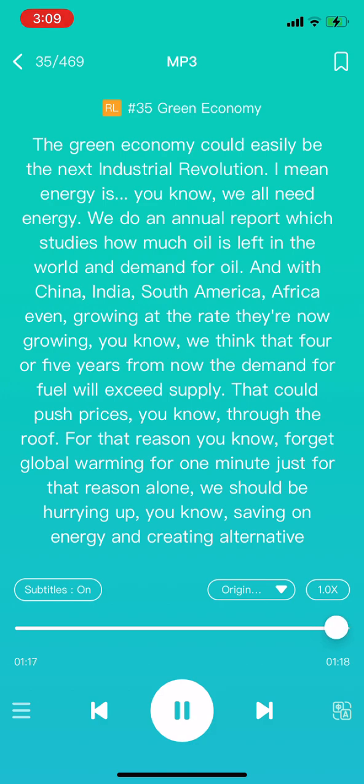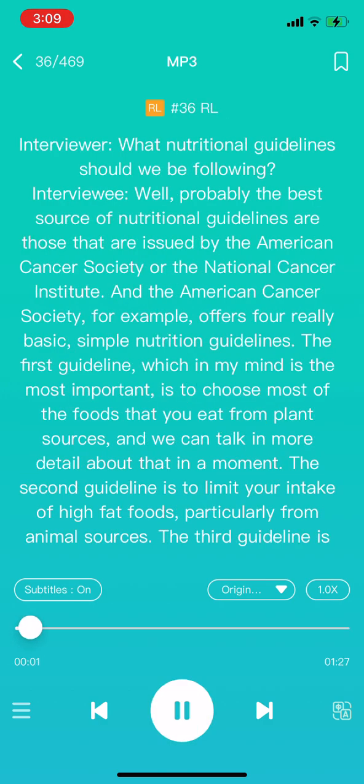What nutritional guidelines should we be following? Well, probably the best source of nutritional guidelines are those that are issued by the American Cancer Society or the National Cancer Institute. And the American Cancer Society, for example, offers 4 really basic, simple nutrition guidelines.